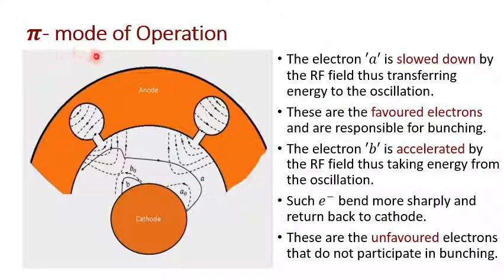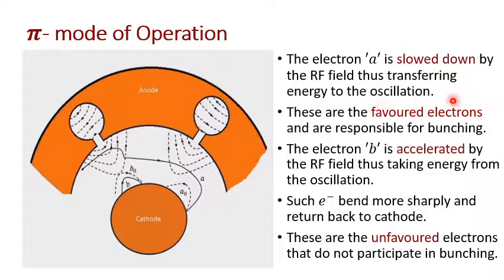In the π mode of operation, the phase shift between the fields of the adjacent cavities is π radians. In this figure, the dotted lines show the electron path in the case of static fields with no RF field, whereas the solid line shows the path of the electron in the presence of RF oscillations. You can see that the electron A is slowed down in the presence of oscillations. What happens is that it transfers energy to the oscillation, so it takes a longer time to travel from the cathode to the anode.